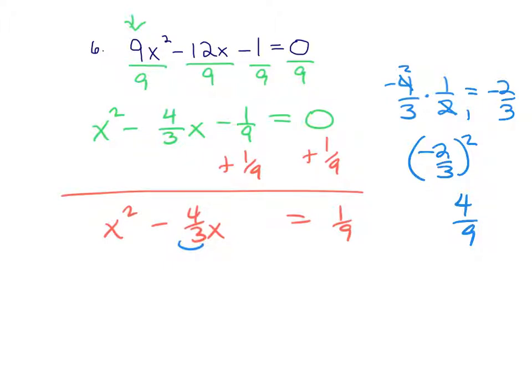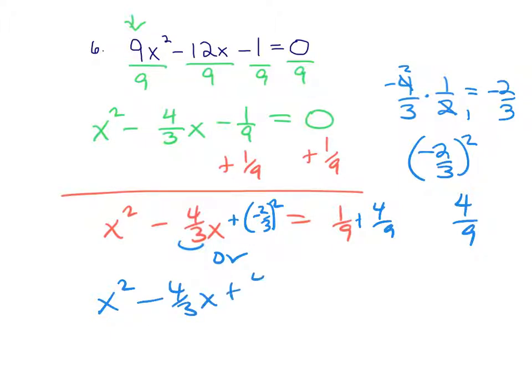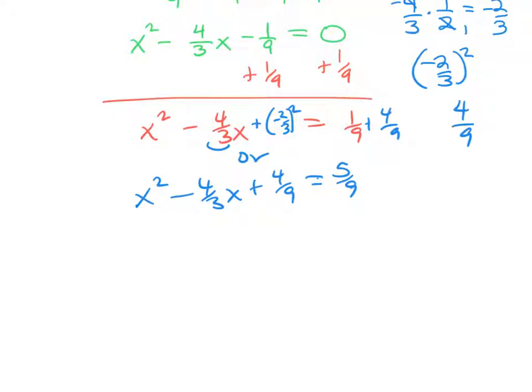This is what I'm adding to both sides. So you can either put in here that you're going to be adding negative 2/3 squared, or you could write it as x squared minus 4/3 x. Show that you're putting in plus 4/9. Over here, this becomes 5/9. Now I need to factor the trinomial. So again, it's sort of beneficial to do it like this, because this is what your binomial squared becomes. And then equals 5/9.